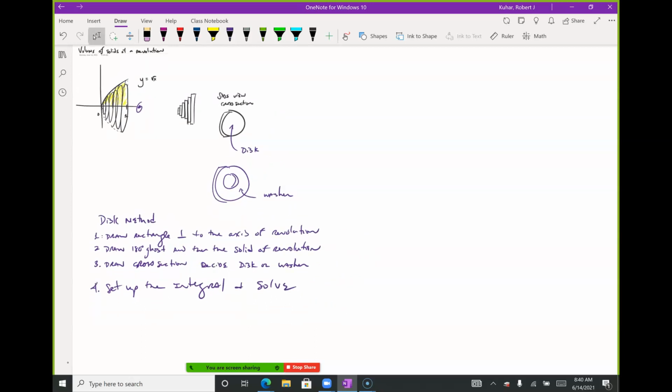And this is actually both, right? This is disk and washer. I'm kind of doing both here. But the key thing is draw the rectangle. Now when we draw the rectangle, I need a little asterisk here, right? When I say draw the rectangle, I'm going to have to figure out some things about the rectangle. So set up the integral is going to be the hard part here.